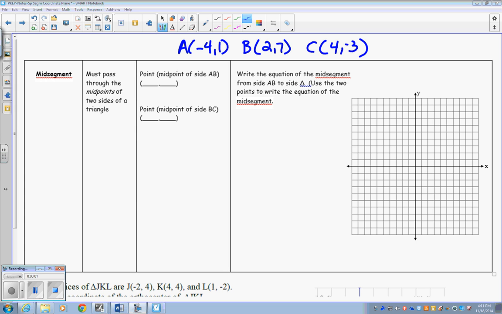The last special segment that you're going to be dealing with is a mid-segment. So we're still going to plot the points that were given, A, B, and C. So we have -4, 1, and we have 2, 7. This was A, this is B, and then C is 4, -3. All right, and we're going to go ahead and connect the points to create the triangle ABC.